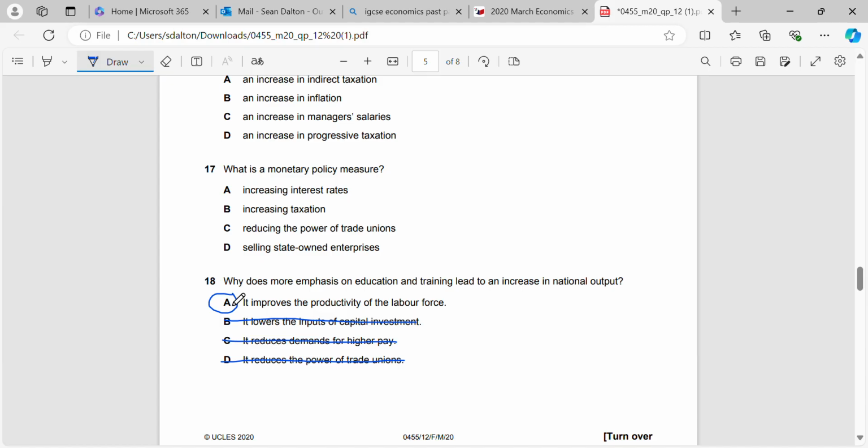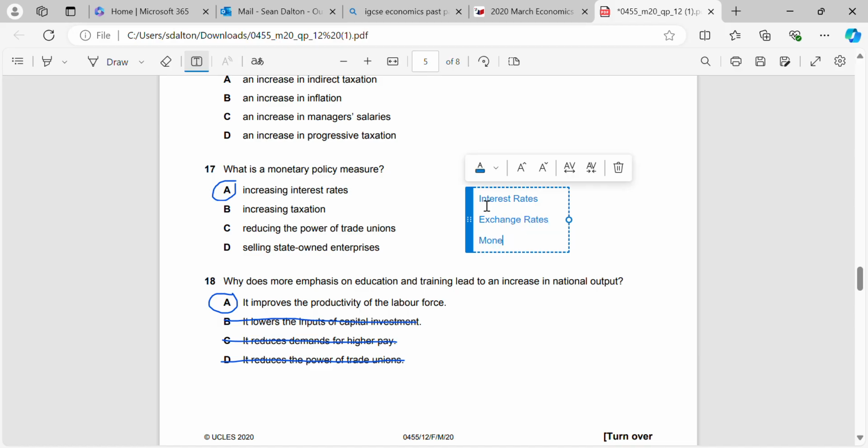Okay, question 17. What is a monetary policy? Monetary policy is increasing interest rates. If you forgot your monetary policies, there are 4 components to it. There's interest rates, there's exchange rates, there's money supply, and there's credit regulations.